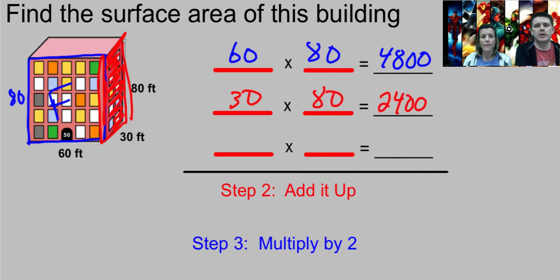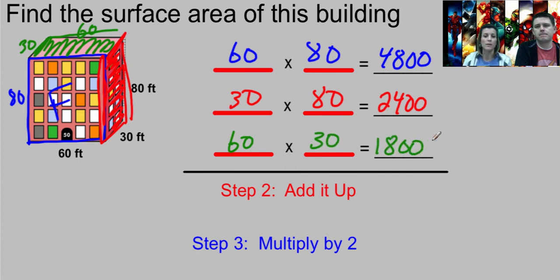And then our top we'll do in green. You got a 60 on the bottom. That matches the 60 for the width. And the height would be 30, which matches the bottom of the building. 60's now used twice, and 30's used twice. We're good.